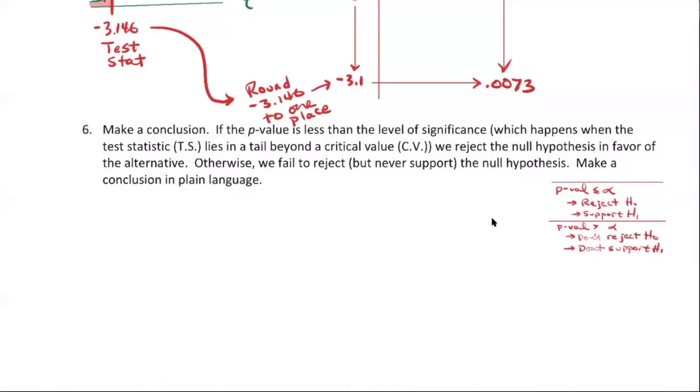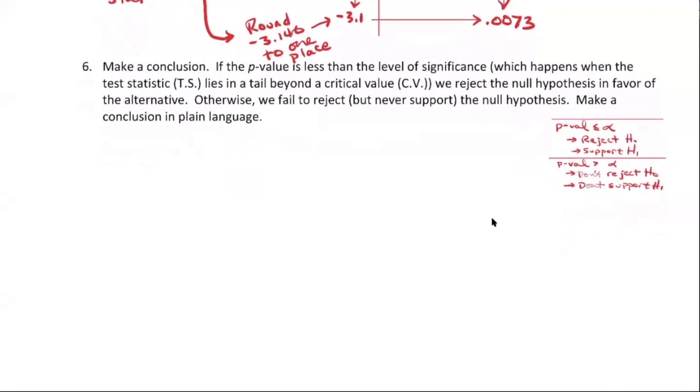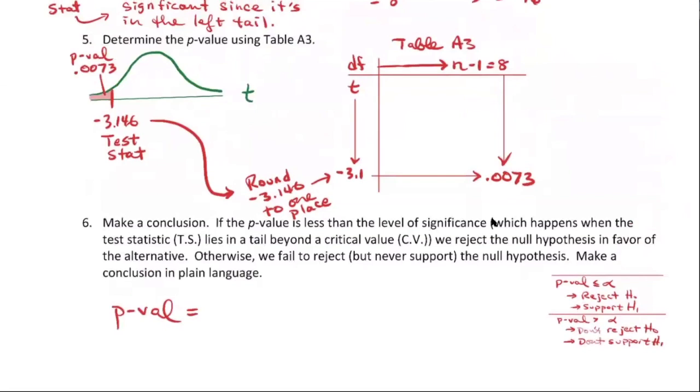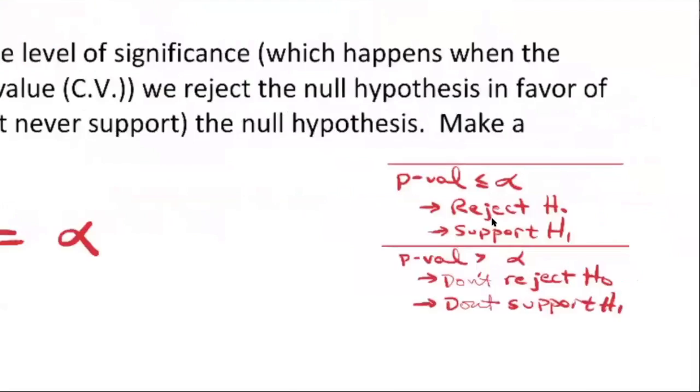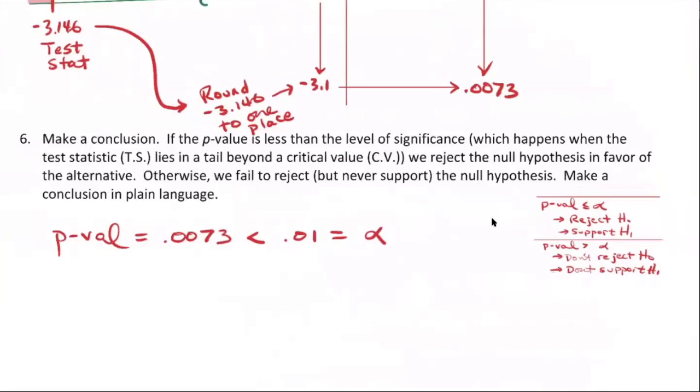When the p-value is less than alpha, you reject the null hypothesis and support the alternative. Otherwise, if the p-value is bigger than alpha, you don't reject the null hypothesis and you don't support the alternative. So, according to this, the p-value is 0.0073. Okay, this is less than, I think our alpha was 0.01. It said 1% significance. So when it's less, you reject the null hypothesis and support the alternative.